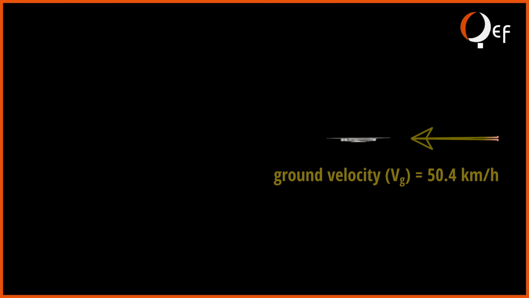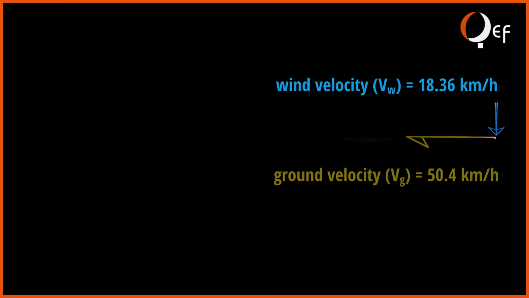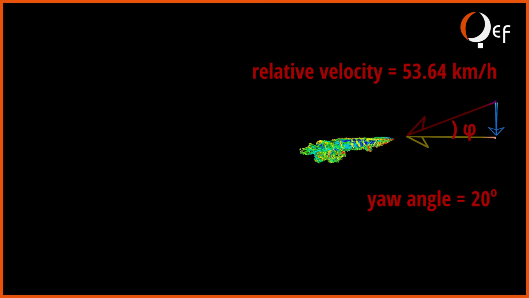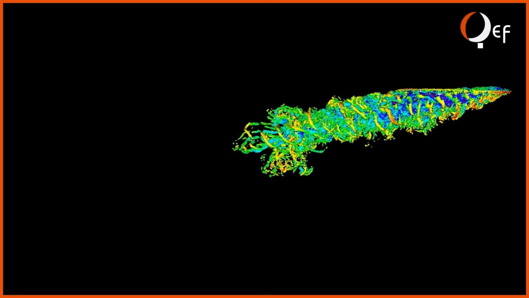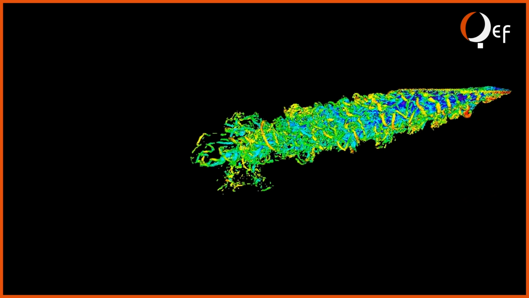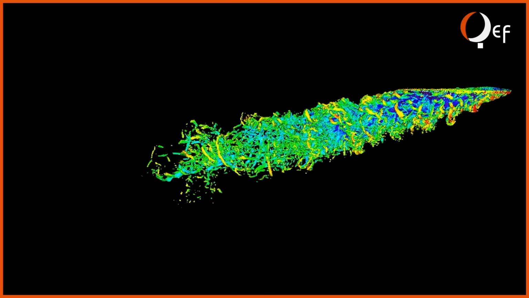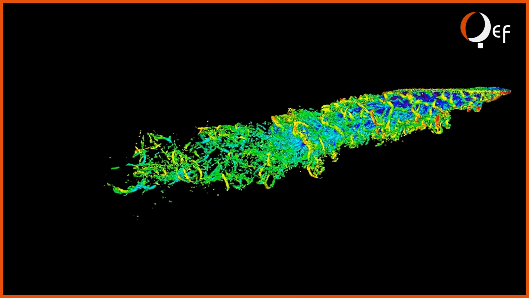The bicycle is traveling at a high race speed of 50.4 km per hour. That speed generates a headwind of the same magnitude from the rider's perspective. In addition, we introduce an external crosswind of 18.36 km per hour, blowing perpendicularly to the rider's direction. While not particularly strong, it combines with the headwind to create a relative wind of 53.64 km per hour, arriving at a yaw angle of 20 degrees. Observing the airflow passing through the rotating rotor, a turbulent wake forms at the back aligned with the relative wind direction.